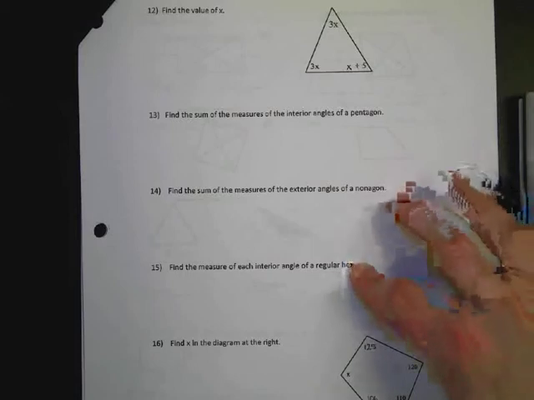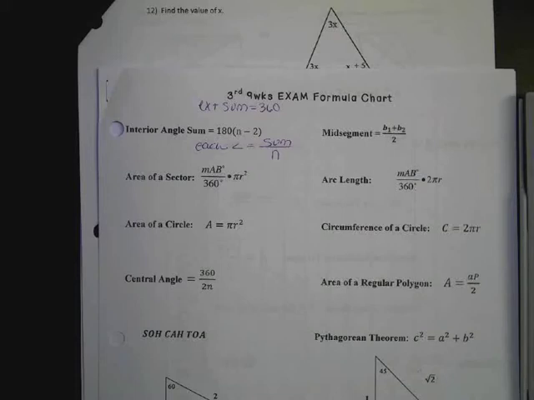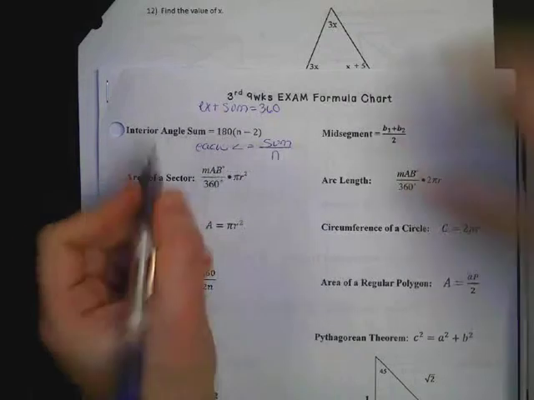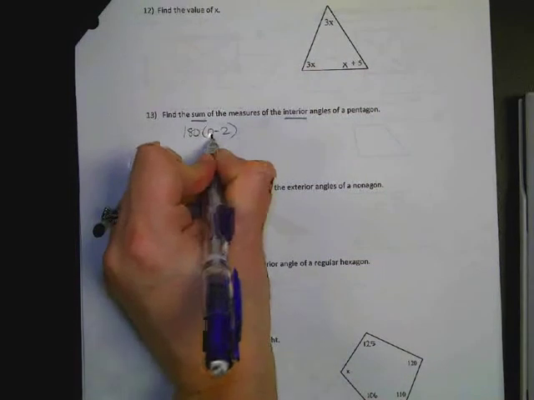Number 13, when I read 13, 14, 15, they all look very, very similar. The difference is exactly what they're asking for. So you want to look at what types of angles we have, what I'm finding. If I want to find the sum of interior angles, that means I'm going to look at my formula chart and see if I see anything that has sum of interior angles, which is that very, very first formula. Interior angle sum is 180 times n minus 2. N stands for the number of sides.